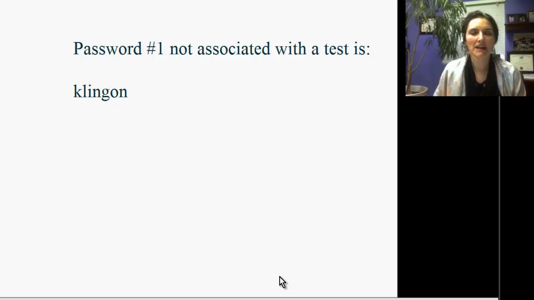And here is the first password of the day. This password is not associated with a test answer key. First password you need to know is Klingon, K-L-I-N-G-O-N.